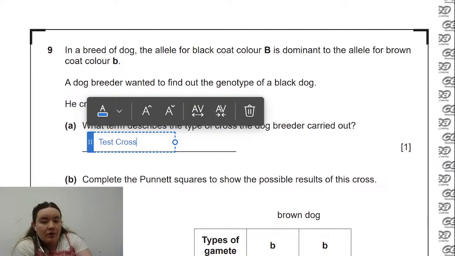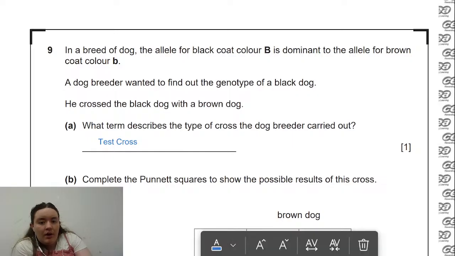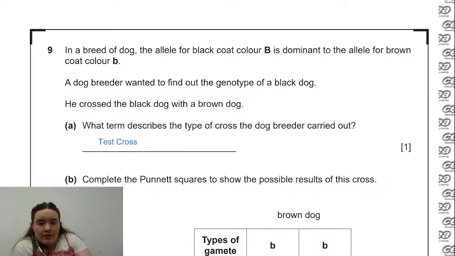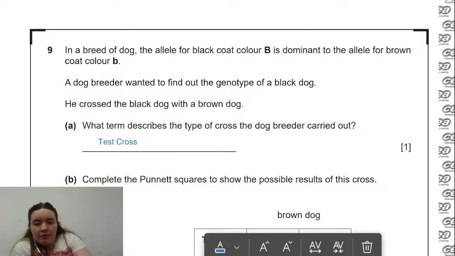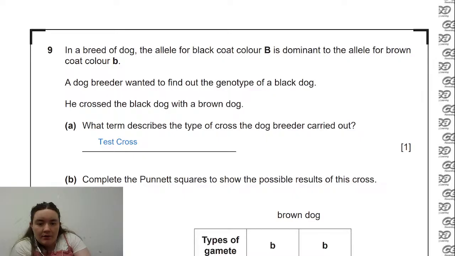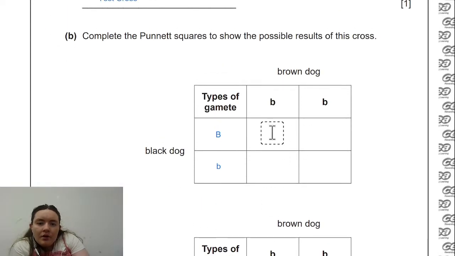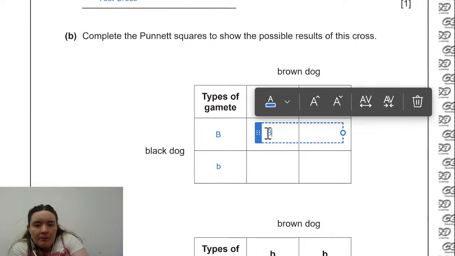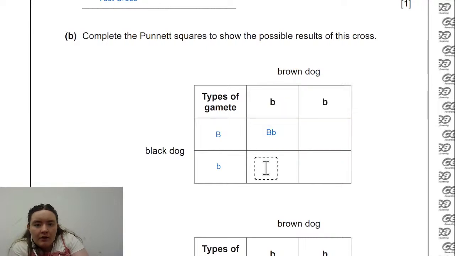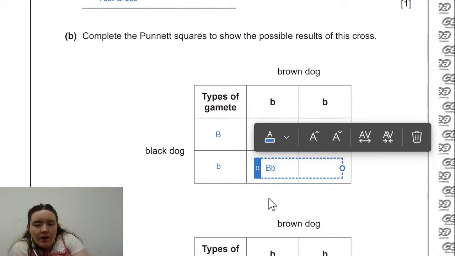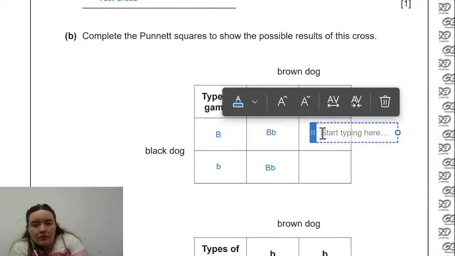So complete the Punnett squares for all of the possible crosses. So the brown dog is 2 small b's. I really thought that would have been the other way around. I thought they would have asked us for the brown dog's alleles, but they didn't. So here it will be B, B, B, B. Actually, all of them are going to be big B, small b, big B, small b.